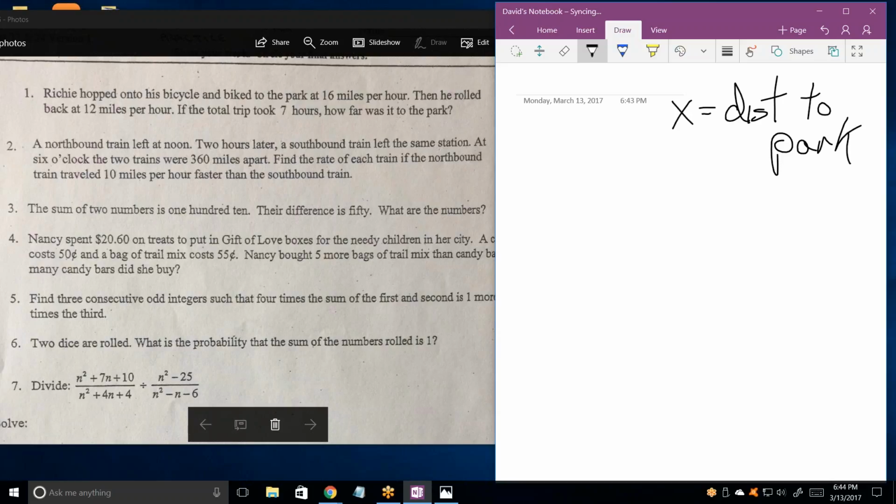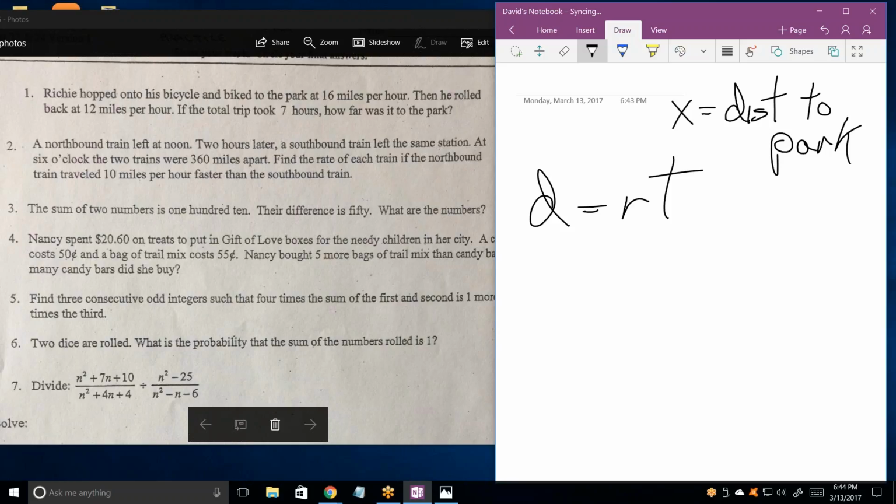Now, let's go back and see what equations we can come up with. I know that distance equals rate times time. Well, the distance to the park is the same as the distance from the park back to my house, right? Yes. So D doesn't change.